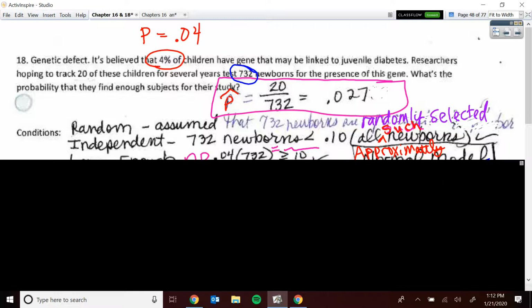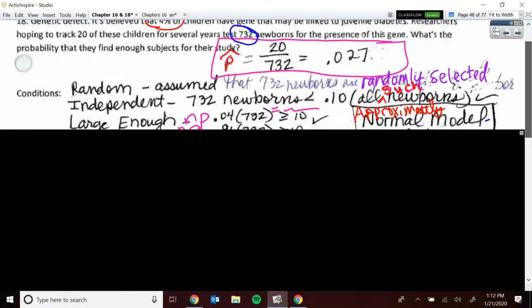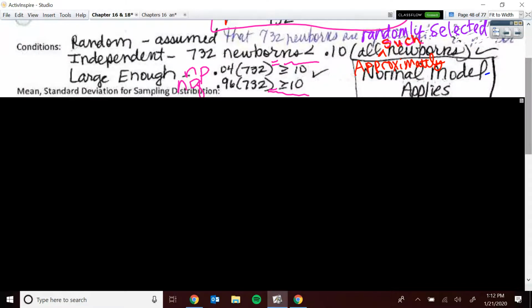Large enough is tricky because it all depends. Mean or proportion. Is this a mean problem? No, it's not. For a mean it's 30, but for proportion it's 10. So I need n times p and n times 1 minus p to both be greater than or equal to 10. And the normal model applies now. Approximately normal model applies. Conclude. So that's the necessary requirements to state for your conditions and assumptions.